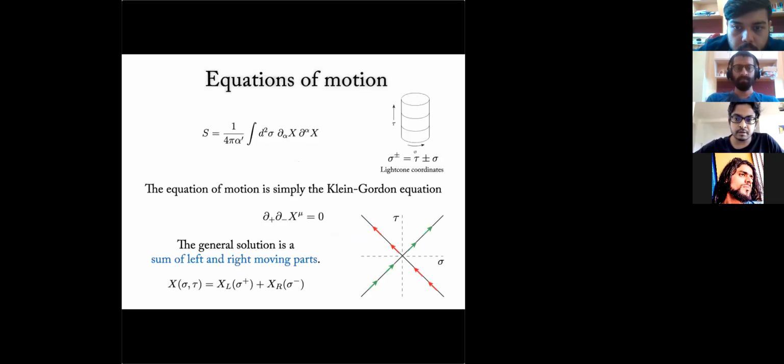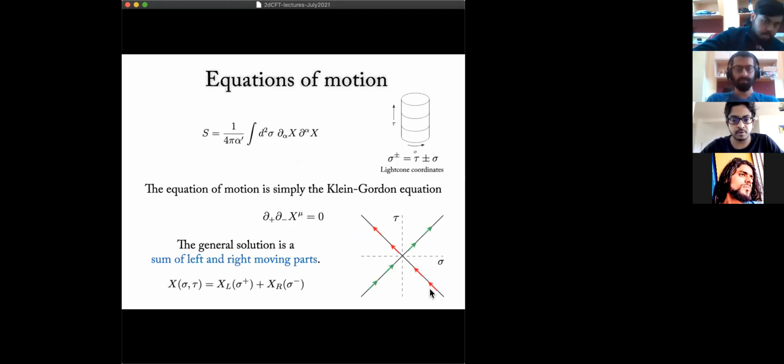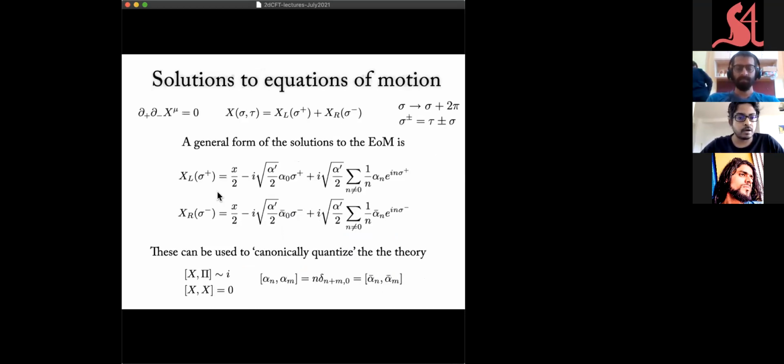Now let's look at the equations of motion. We use light cone coordinates, which is time plus or minus space, which is this. And the equation of motion is simply the Klein-Gordon equation, which is this. A general solution to this equation, you can always write as a sum of left moving and right moving parts, which means that they move along the light cone in this direction and in this direction. So this was the equation of motion, and you could write down the general solution in this manner.